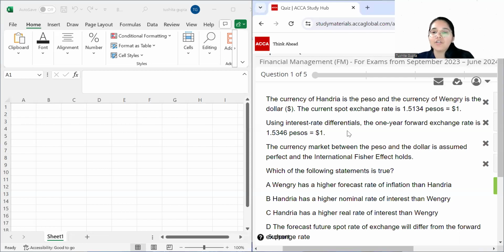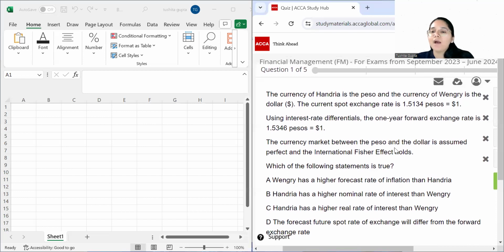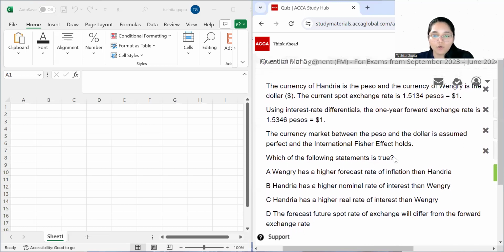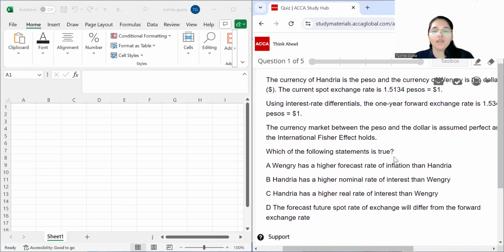Now, using the exchange rate differentials, the 1 year forward exchange rate is given to be 1.5346 pesos per $1. So that means this is the forward exchange rate which has been predicted, that after 1 year, if you want to buy $1, you're going to have to give 1.5346. Earlier, you were giving lesser. Now you'll have to give more money to buy that same $1. So the currency market between the peso and the dollar is assumed to be perfect, and the international Fisher effect holds. Now we have to select which statement over here is true.